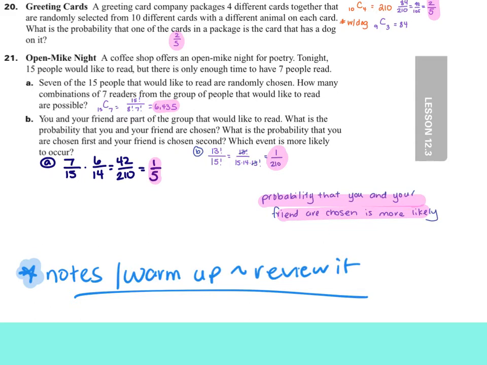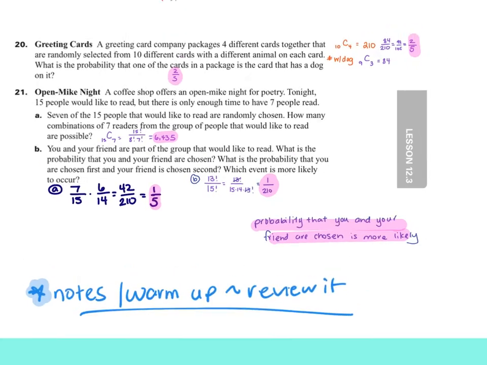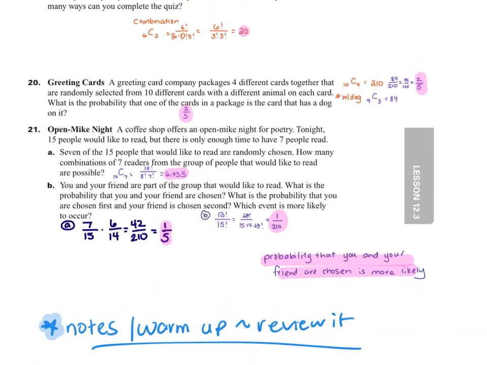Yes. Go ahead, Camilla. Hang on. 20. So greeting card company packages 4 different cards together that are randomly selected from 15 with a different animal on each card. What's the probability that one of the cards in the package is the card that has the dog on it? So you are choosing 4 of the cards, right? So that's your combination, which would be 210.